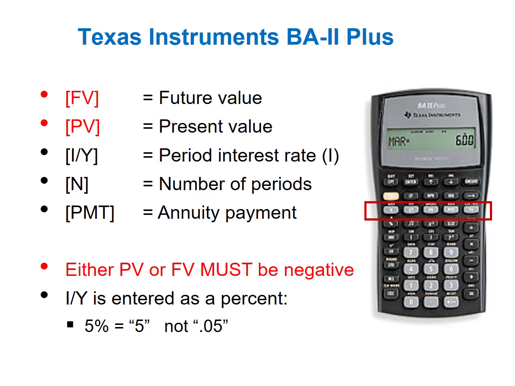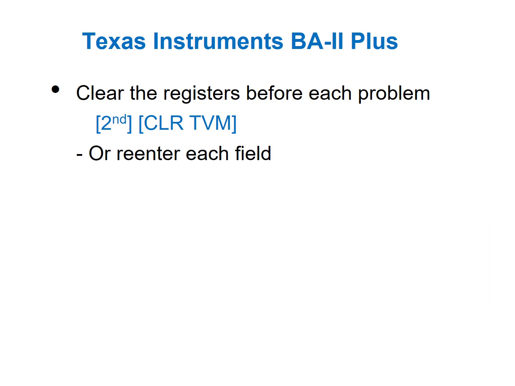I/Y is a whole number in your calculator, a decimal in Excel and in formulas. Don't forget, whatever you enter into your calculator register stays there until you clear it or overlay it. So it's important to clear registers before you start a problem. With the 5 TVM keys, you have 2 options. You can enter a value in 4 of the registers, even if one of them is 0, or you can press the second and clear TVM key and it will clear all 5 of them.